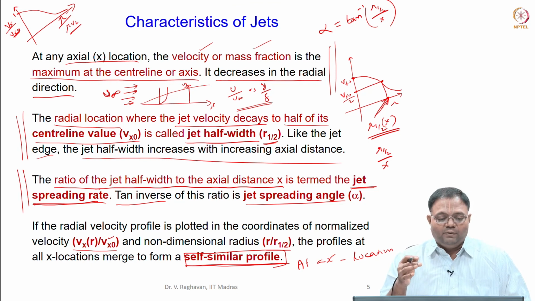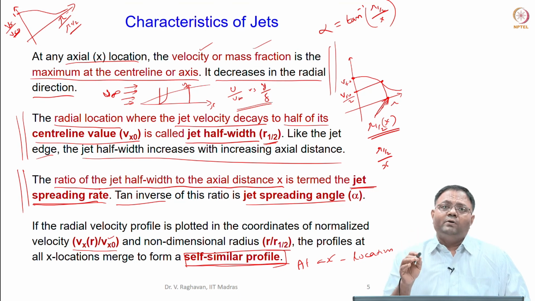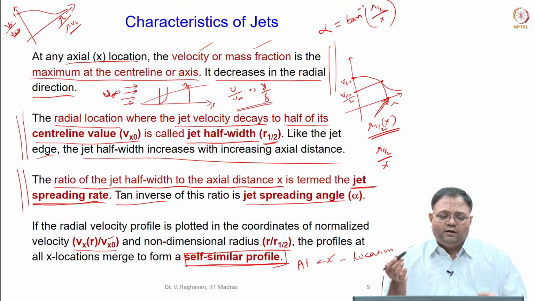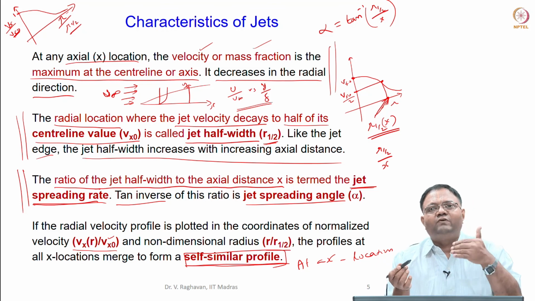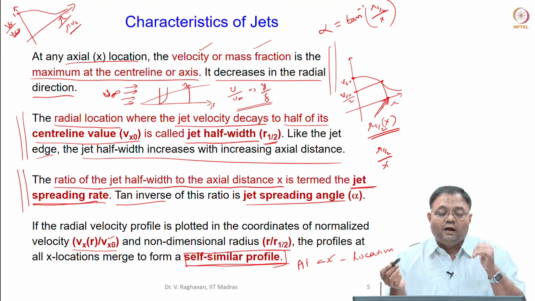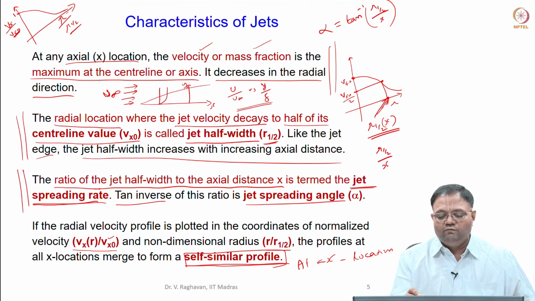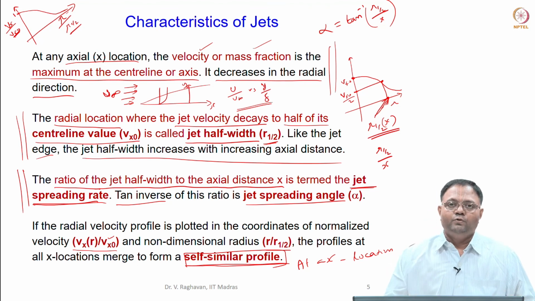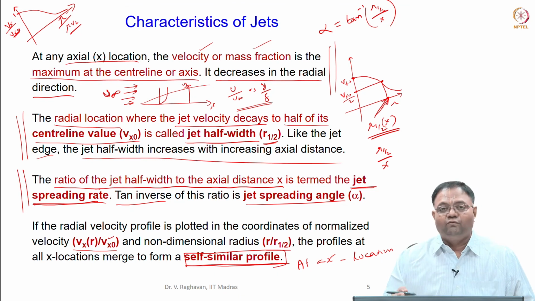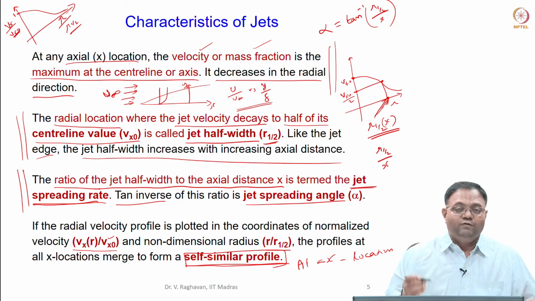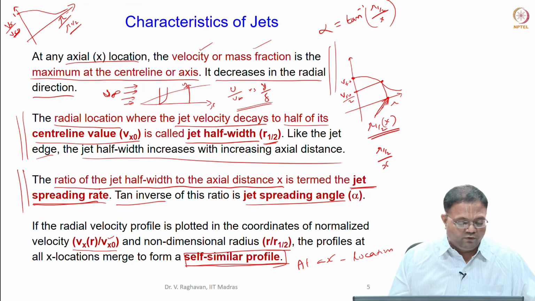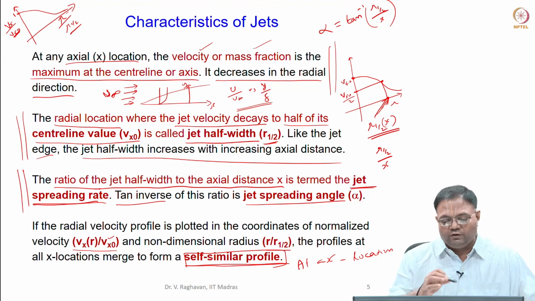Do you understand? That means I do not really need to account for the x direction now, because at every x location, if I think of a similarity variable, then I can go for what is called a similarity analysis, like what we normally do for a boundary layer. Self-similar profile can be done with this. So we have to define variables carefully and do it. So that is what we are going to do. I am not going to go for the entire derivation.